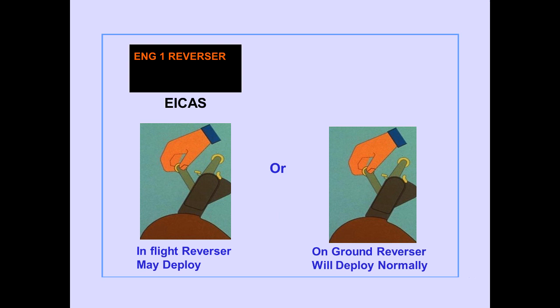The ICAS advisory message, Engine Reverser, is displayed when a fault is detected in the reverser system. If displayed in flight, the reverser may deploy if the reverse thrust lever is raised. If displayed on the ground, the reverser will deploy normally.